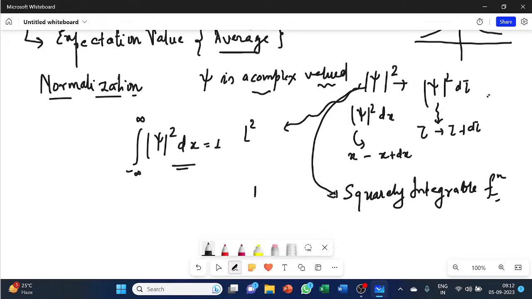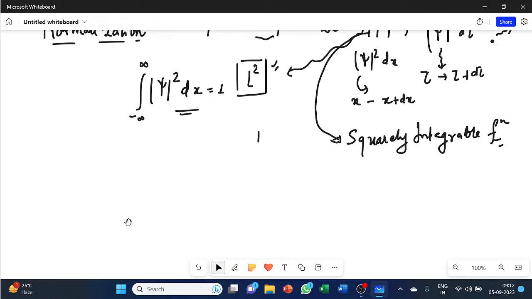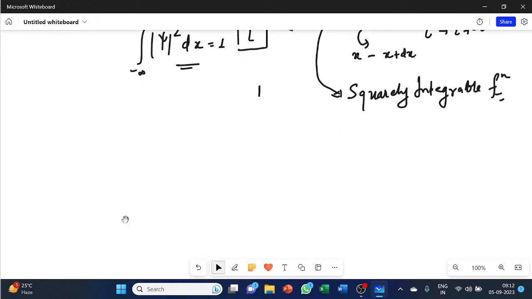Let's say the particle is represented in terms of a wave function. We are going to take only those wave functions which are squarely integrable. Okay, this is something very necessary. Otherwise our entire framework would collapse. This is one thing. Now I'm going to write it so that it becomes easy for you.